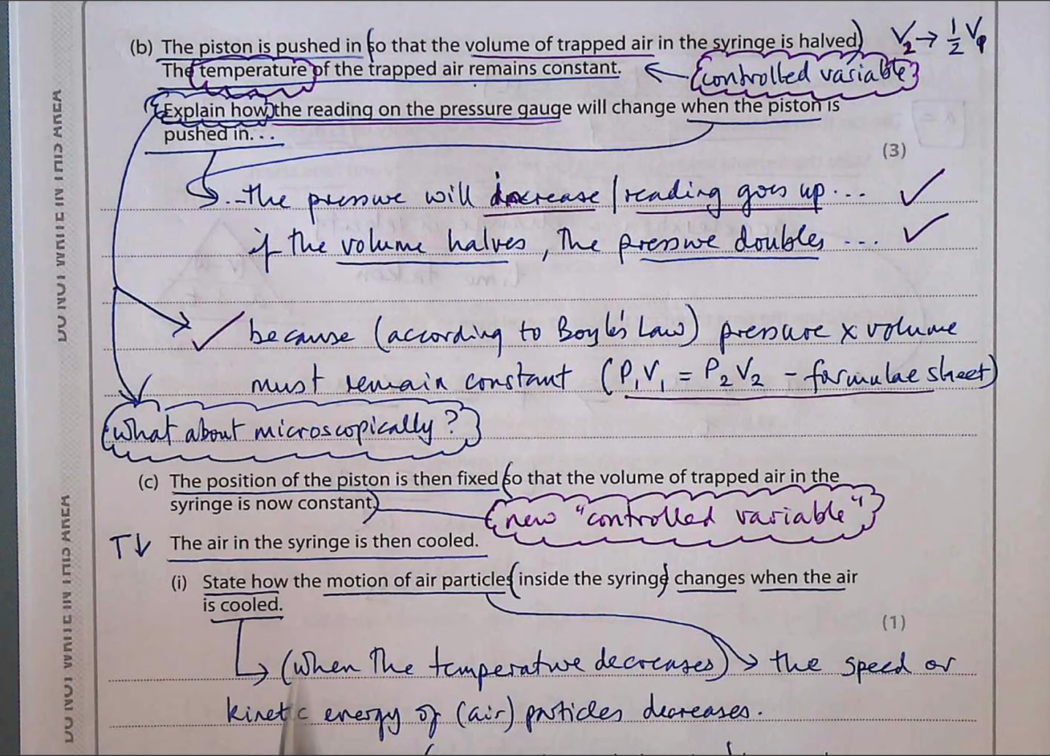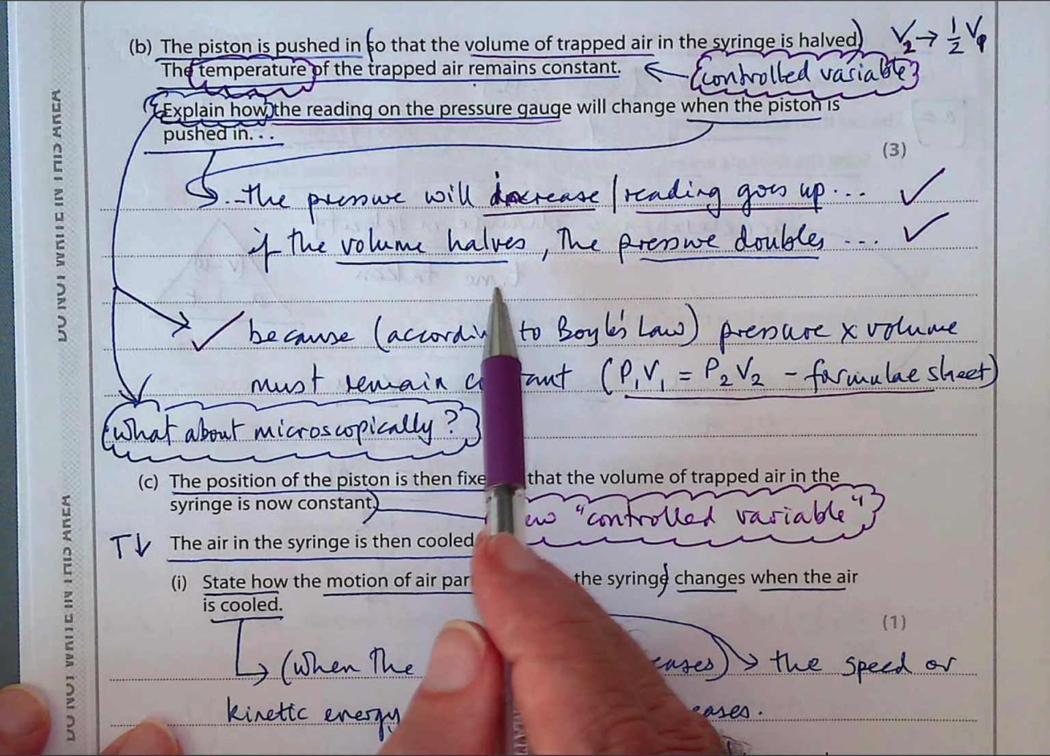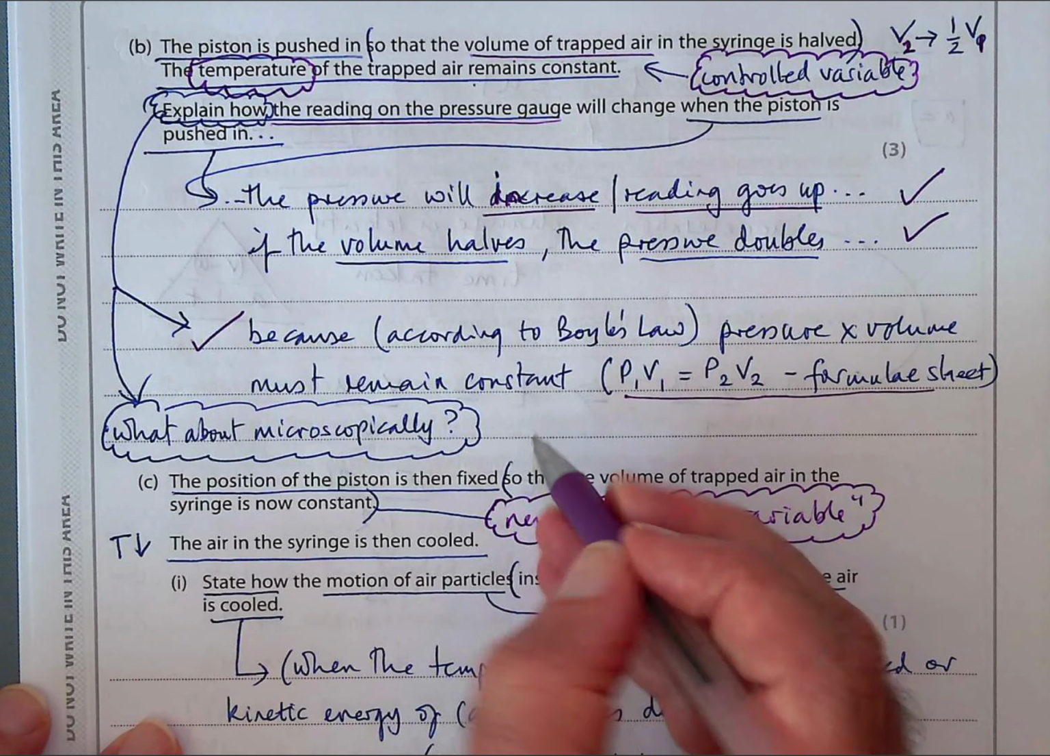So once you've done that, what about microscopically? Why does the pressure double? Well, because the volume is squashed, the rate of collisions doubles. The rate of collisions, microscopically, of the molecules or particles.